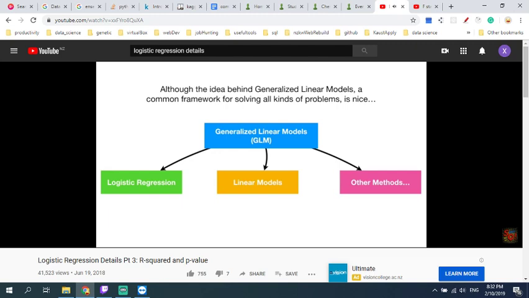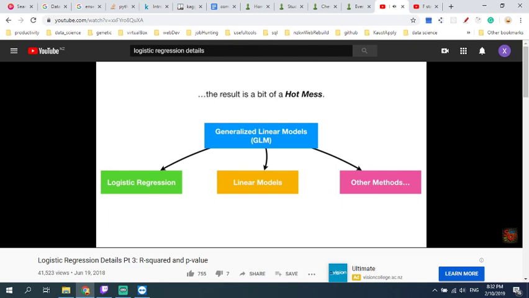Although the idea behind generalized linear models, a common framework for solving all kinds of problems, is nice, the result is a bit of a hot mess.